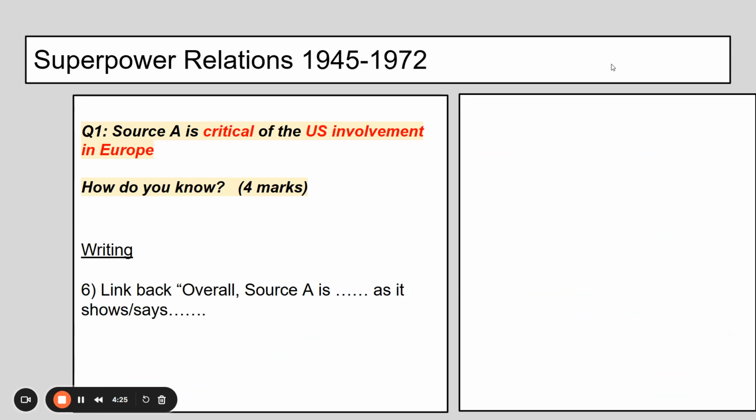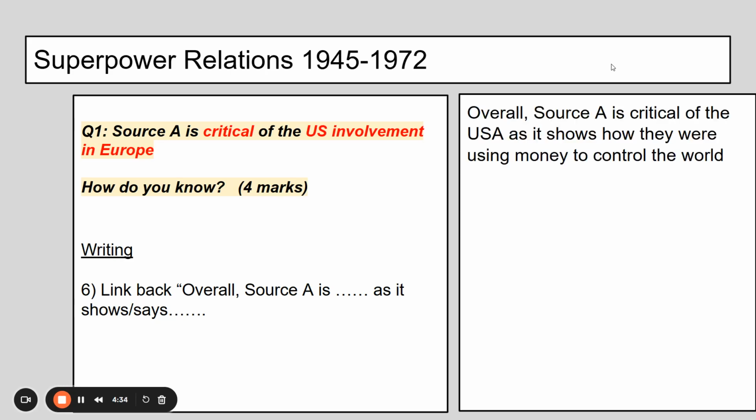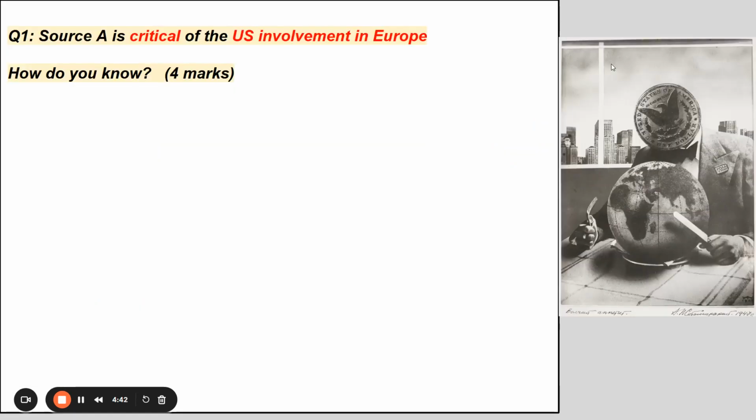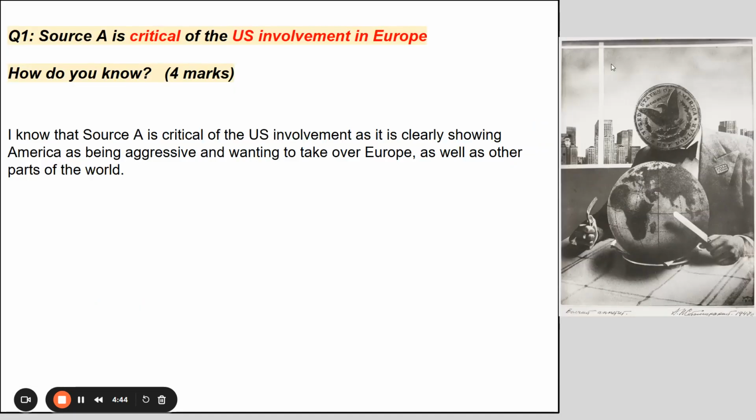And then if we've got time, the final thing I like to do is to link back, just to make it really clear to my examiner I've understood the question. Nice simple sentence structure: "Overall, Source A is critical of the USA, as it shows how they were using money to control the world." So, just to recap what this answer looked like, I'd start off with my theme.